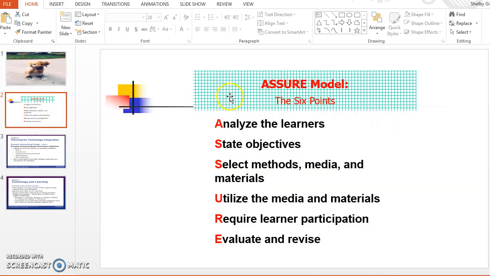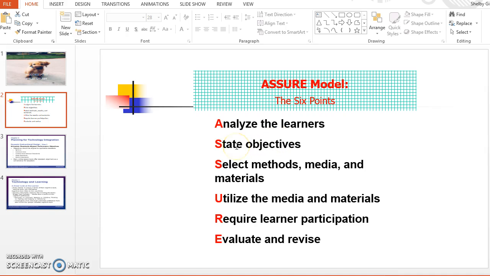My first muddiest point goes to the ASSURE model, which has 6 points, and it was in a previous chapter. The first step involves analyzing your student learners, and there are no specific strategies mentioned of how to do this. So I'm left wondering as to how I'm supposed to analyze my student learners.